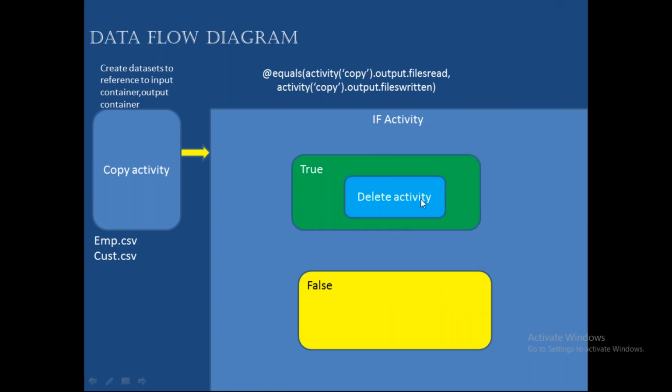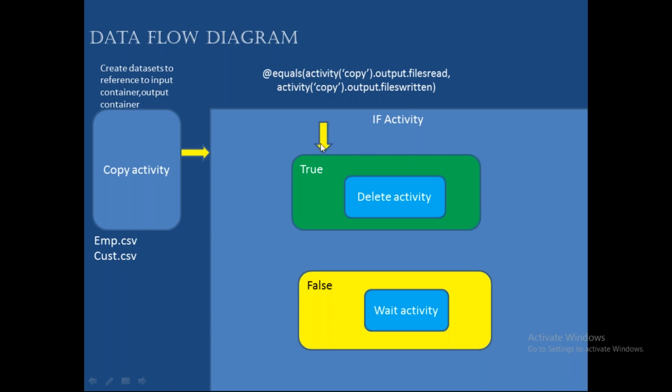In the true condition, I will simply use a delete activity, because if it's true, it means you have successfully copied files from the input container to the output container. So I want to delete these files from the input container. I will use a delete activity. If the file is not successfully deleted, I will use a wait activity. I don't want to delete from the source container. Okay, so this is what I will do.